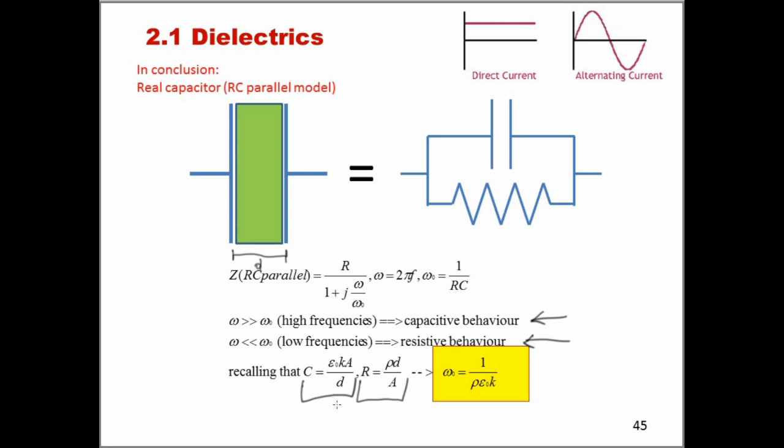So if we use these two known results and put them into the definition of the characteristic frequency omega 0, 1 over RC, we get this very nice, compact, beautiful formula, which is particularly beautiful because we can see that this characteristic frequency omega 0 depends only on fundamental constants that are characteristic of the material, no geometrical properties involved. So rho and K.